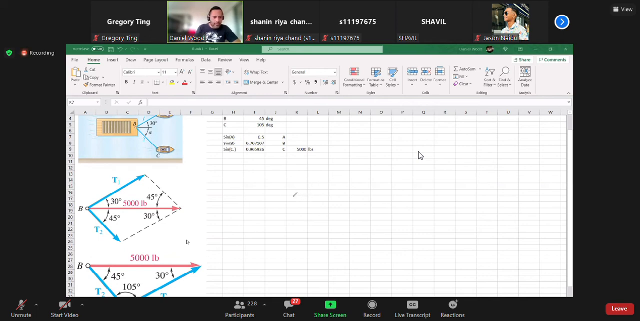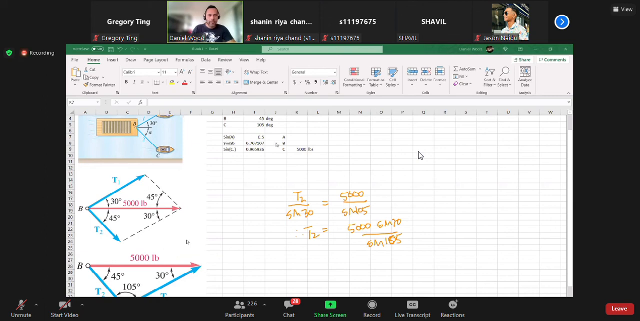Okay, so then I have the vector A over, actually I think it's T2. So I have T2 over sine of 30 is equal to 5,000 over sine of 105. So therefore T2 is equal to 5,000 sine 30 over sine 105.